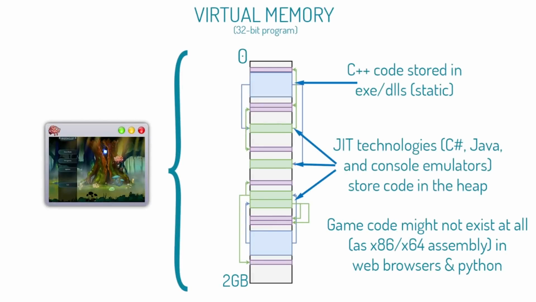Putting this all together, there are three categories. The first category would be games written in C++, which store static code in EXEs or DLLs. Next are just-in-time compiled languages, like C#, Java, and console emulators, which store code in the heap. I don't think I mentioned this, but the heap is any of these allocated non-static objects. And the last category are scripting languages like Python, GameMaker, and web browser languages, which do not generate assembly language at all. So what does this mean for us as hackers?